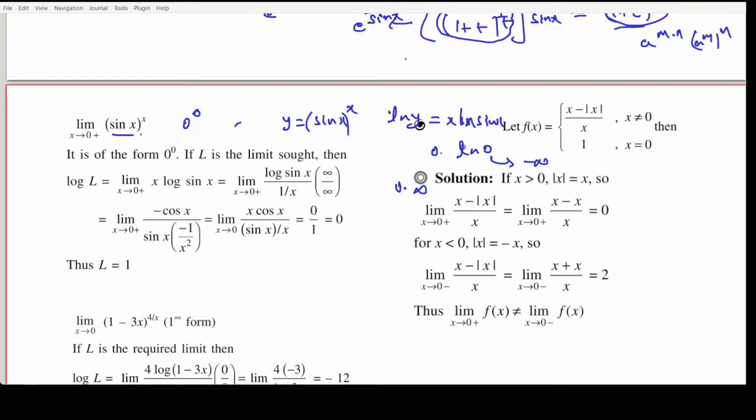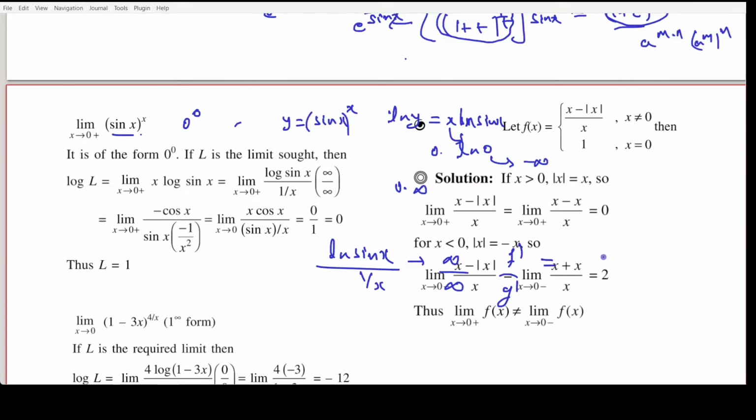So this time what we are doing, we are sending x below. We'll write it as ln sin x whole by 1 by x. Now this is becoming infinity by infinity format. Negative, positive doesn't matter. Because it's in infinity by infinity format, we'll differentiate numerator and denominator.